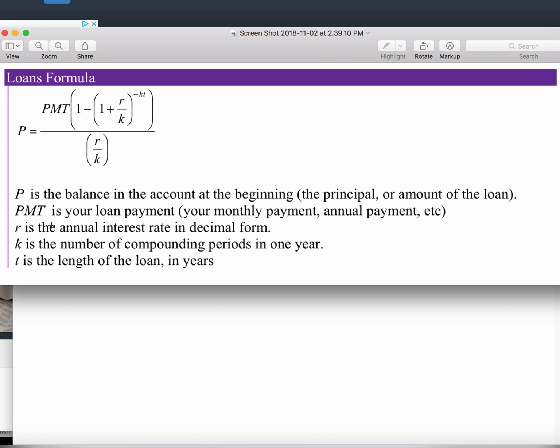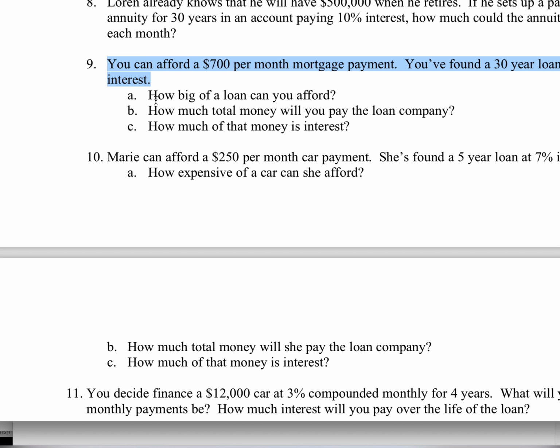K is the number of compounding periods in 1 year. Here is a great hint. If it is monthly, it's 12. If it's quarterly, it's 4. If it's annually, it's 1. So it's how many times you're making those payments in 1 year. And then T is the length of the loan. So let's look at this example question.